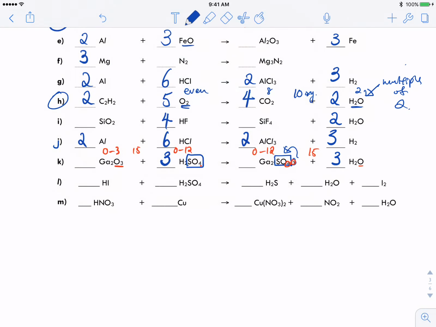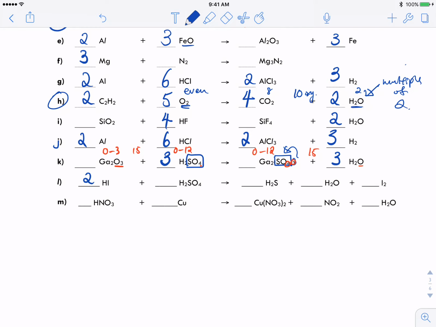Next, let's look at HI plus sulfuric acid. Then we have all these. Now, can we spot something that only appears once? Sulfur only appears once. Iodine also only appears once. So let's try balancing iodine first. There's 2 on the right hand side, so I put a 2 on the left hand side. So iodine is balanced already.